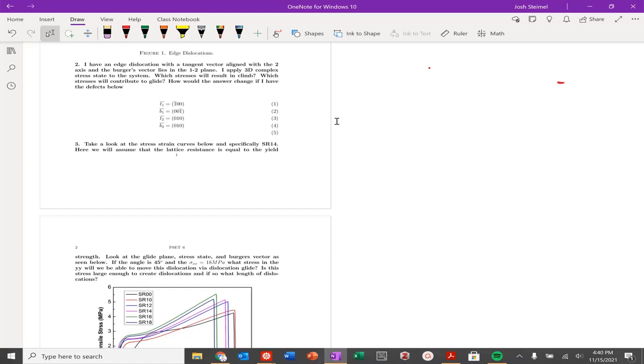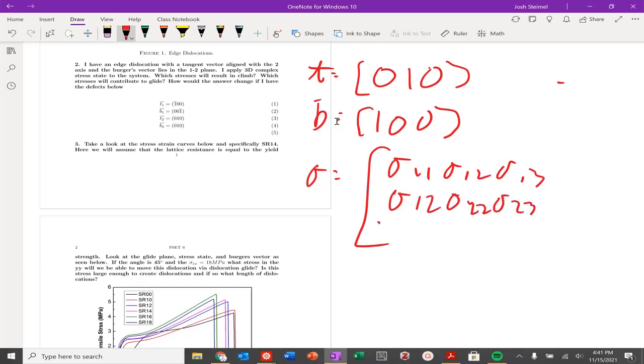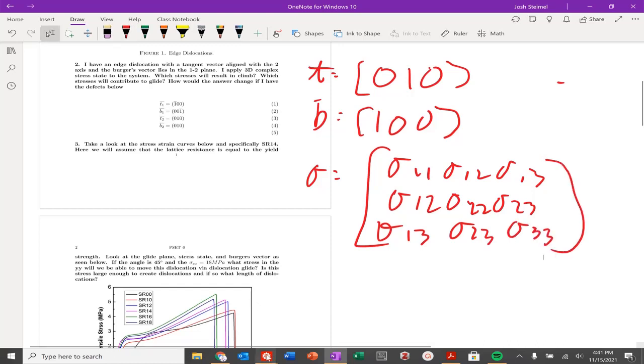So edge dislocation. So I have a tangent vector in the 2 axis. So for the first problem, I have 0, 1, 0 aligned with the 2 axis. So my Burgers vector lies in the 1-2 plane. So I'm going to say that it is going to be, again, 1, 0, 0. It could be negative as well. I apply a complex stress state, meaning that I have sigma 1,1, sigma 1,2, sigma 1,3, sigma 1,2, sigma 2,2, sigma 2,3, sigma 1,3, sigma 2,3, sigma 3,3. So that is my complex stress state. So I am asked which stresses are going to result in climb, which stresses will result in glide.